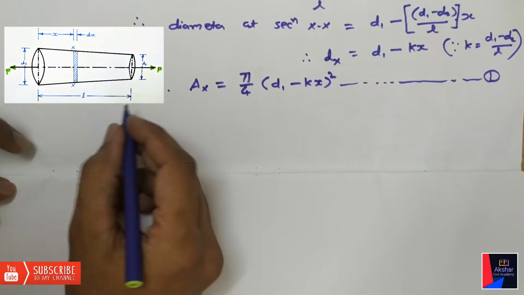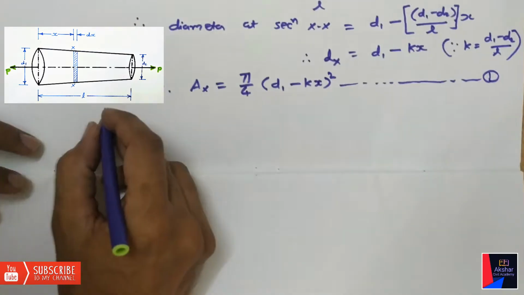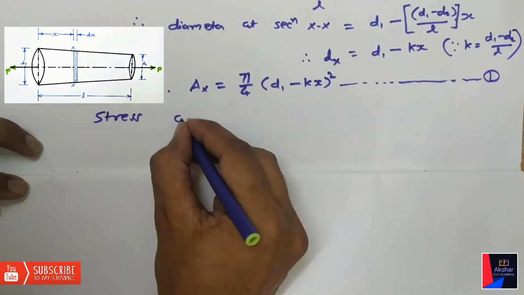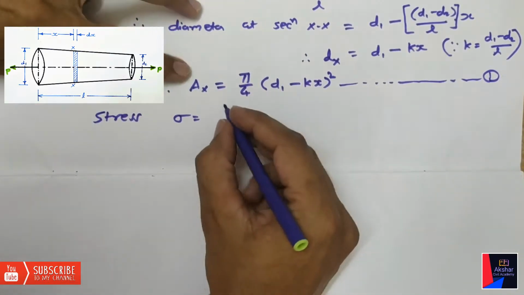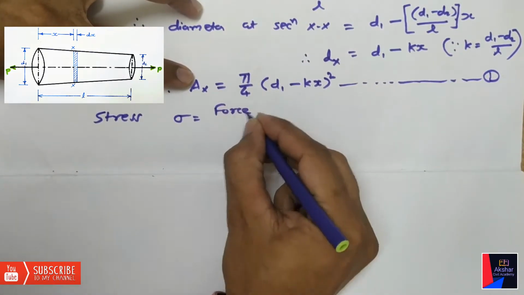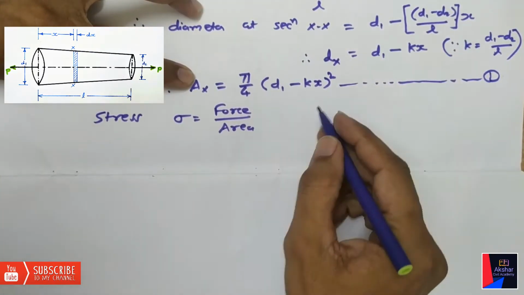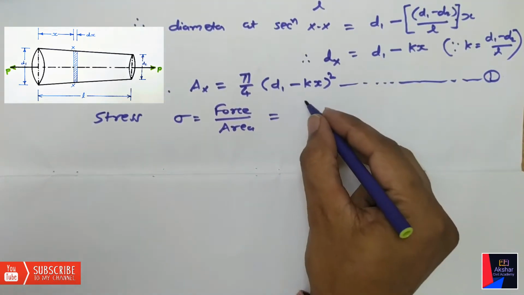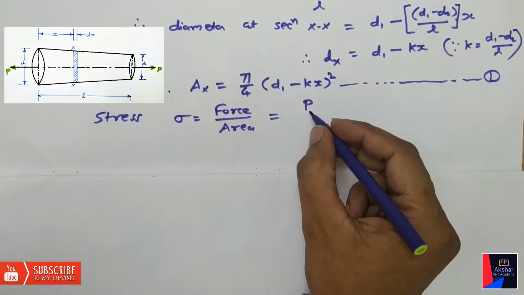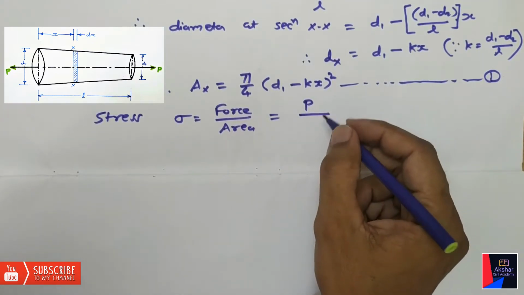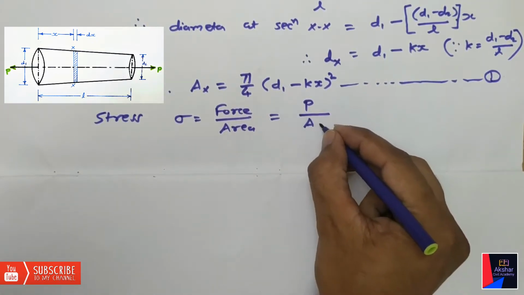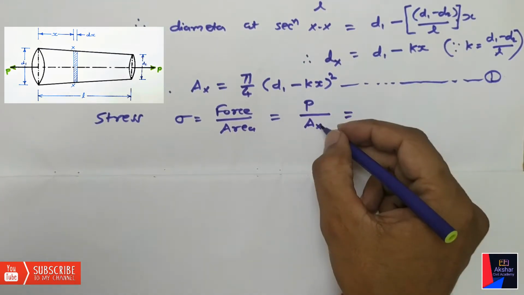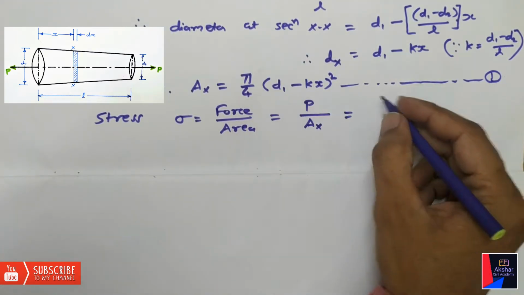Now we know that stress sigma is equal to force upon area. Here we have the pulling force we have considered, it is P. And the area we have just found out is the area at cross section x.